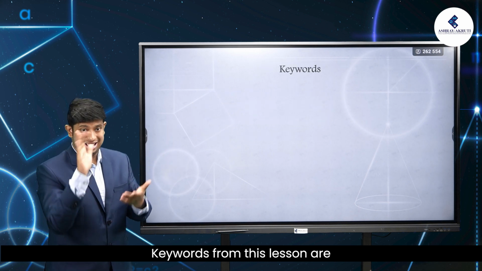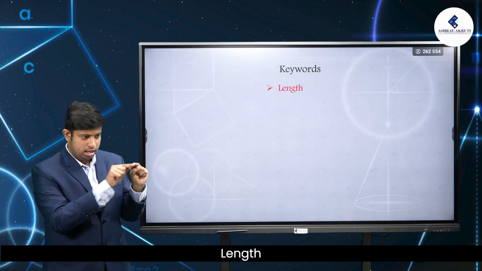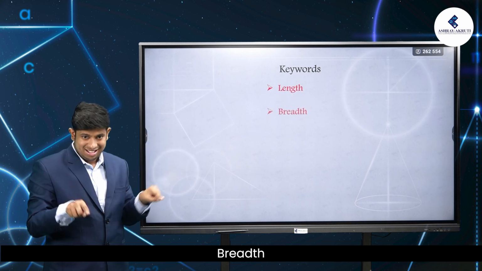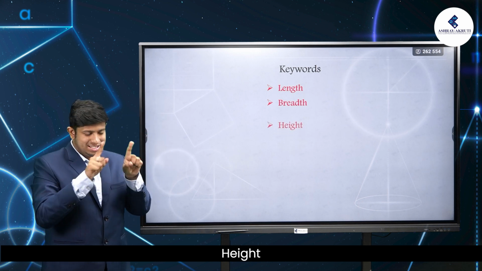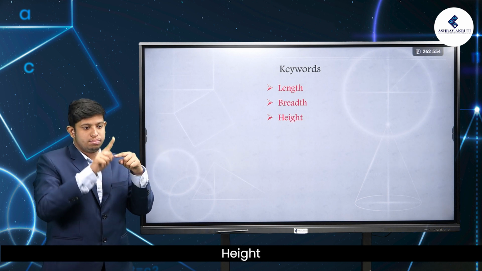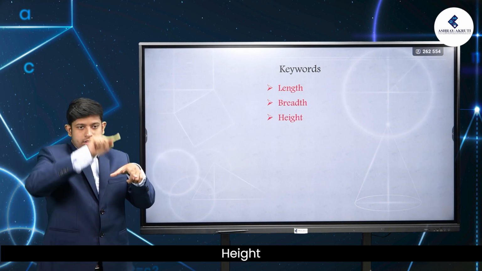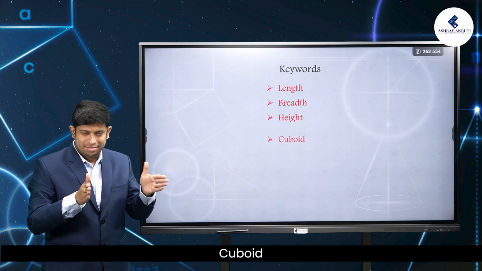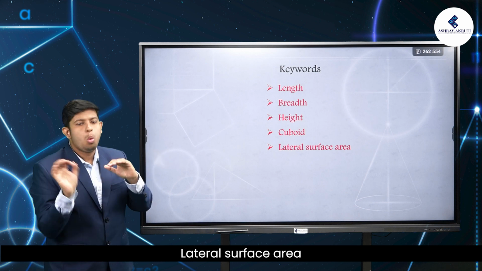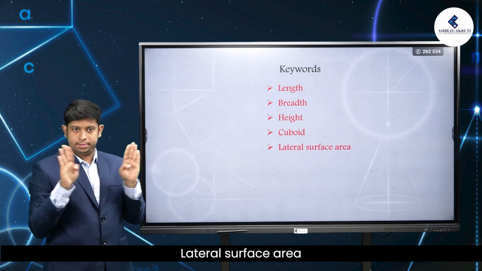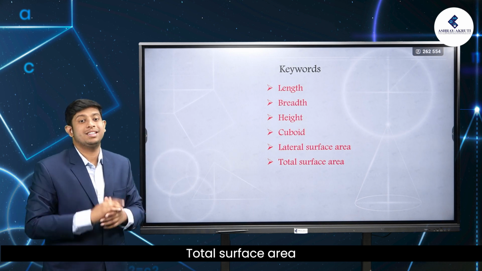Keywords from this lesson are length, breadth, height, cuboid, lateral surface area, total surface area, volume.